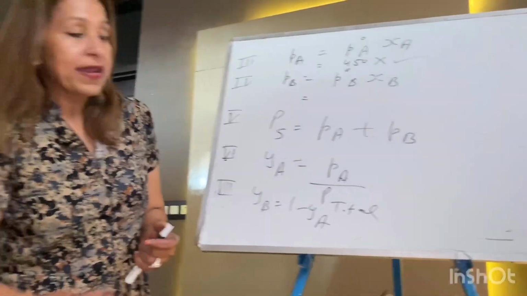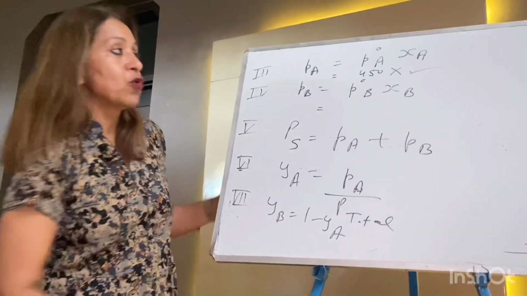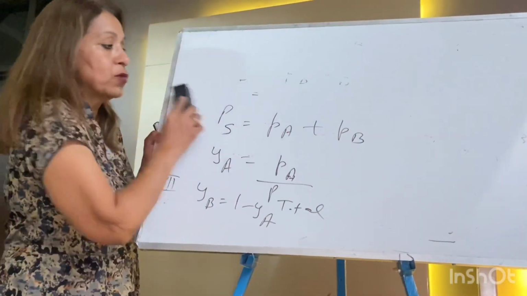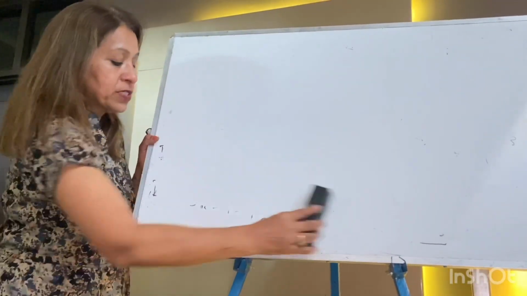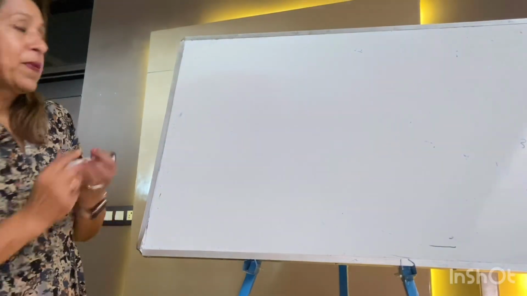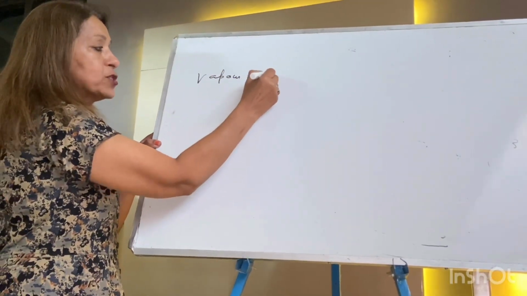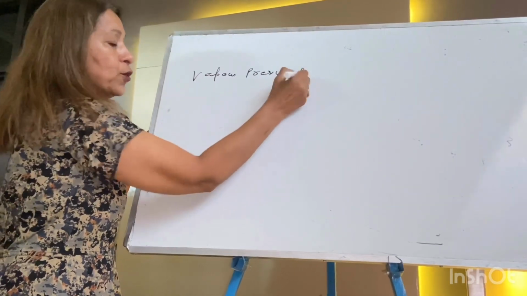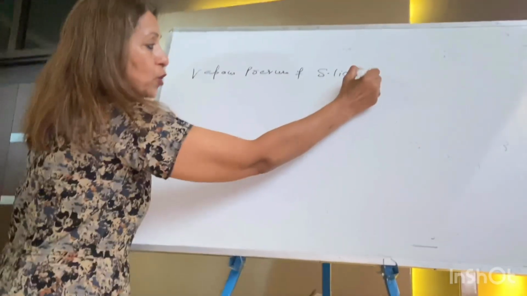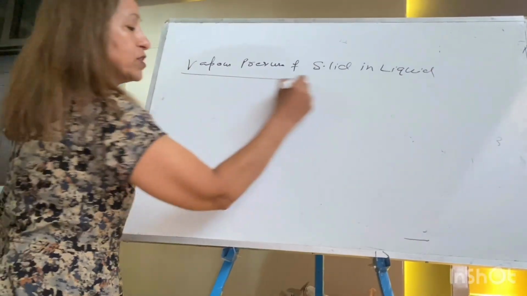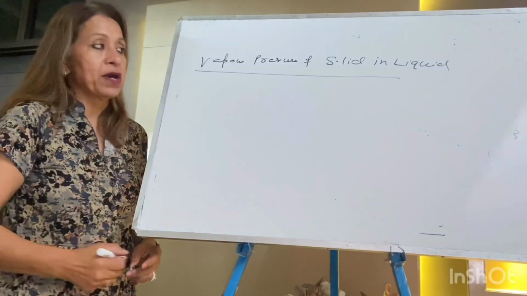There are one or two numericals also there. We will take those when we start with the topic ideal solutions. So this is all about it. Now tomorrow we will start vapor pressure of, write down, vapor pressure of solid and liquid. Today we discussed liquid and liquid, solid and liquid. After that we will start ideal and non-ideal solution tomorrow.